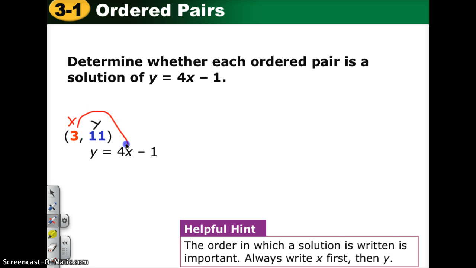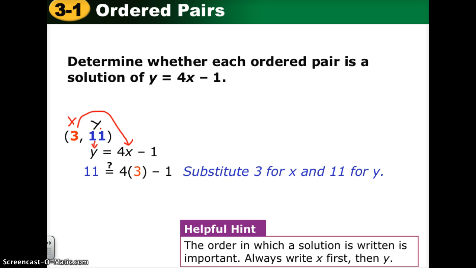X is 3. That's going to go in place of the x that's multiplied by 4. 11 is y, and that's going to just go in place of y. So when we substitute those in, it looks like this. 11 equals 4 times 3 minus 1. So we continue simplifying whatever we can, which would be the 4 times 3 and then minus 1, and we get 11 on both sides. What that means is that the ordered pair 3, 11 is a solution of this equation. It means that both sides are balanced when we plug in 3 and 11.